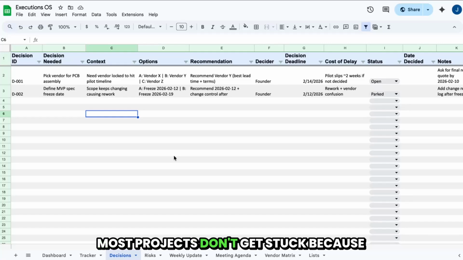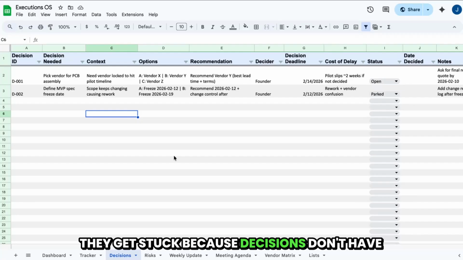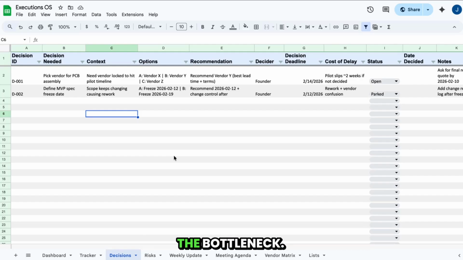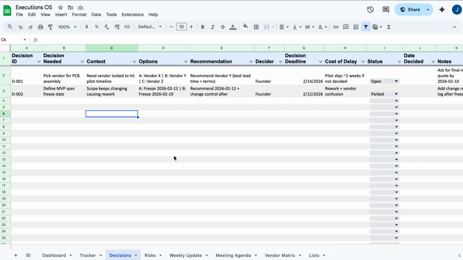Most projects don't get stuck because people aren't working. They get stuck because decisions don't have deadlines. So everything behind that decision stays blocked. If you're a founder, indecision makes you the bottleneck. Your team keeps waiting, vendors keep waiting, timelines slip, and you don't even know what you're waiting on.